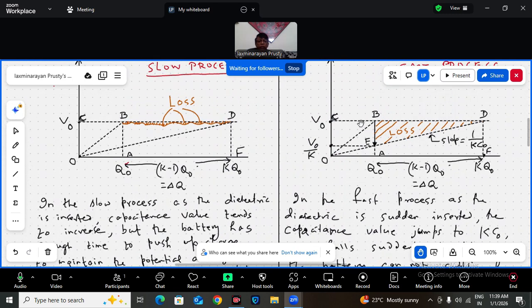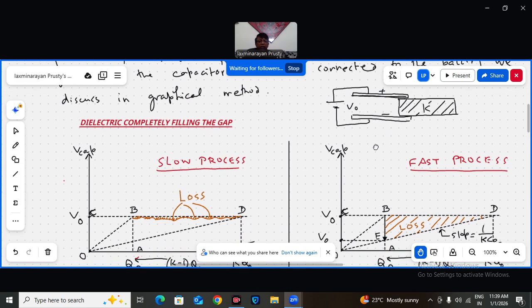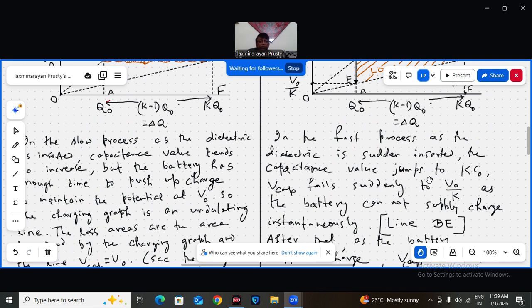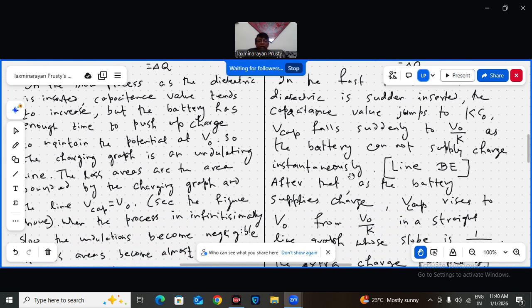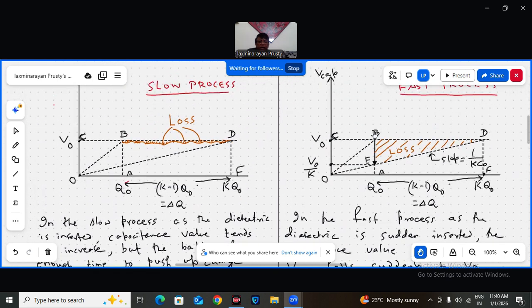In the first process, you are suddenly inserting the dielectric. So the capacitance jumps to K C naught, and the potential, which was V naught earlier, suddenly falls to V naught by K, as the battery cannot supply charge instantaneously. So the potential falls suddenly from V naught to V naught by K.